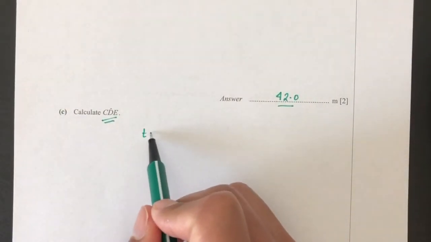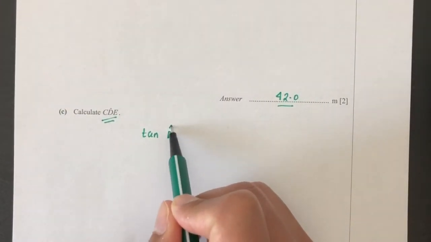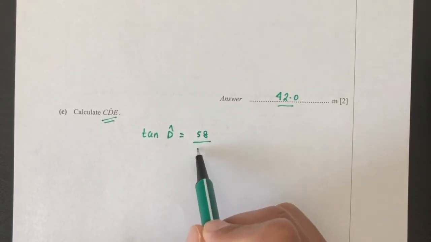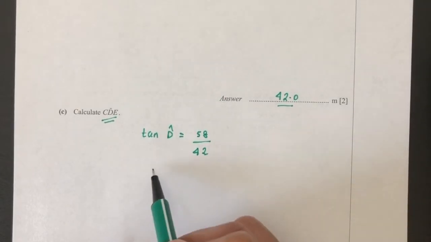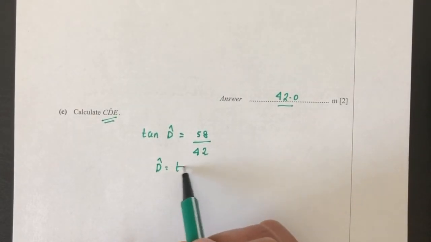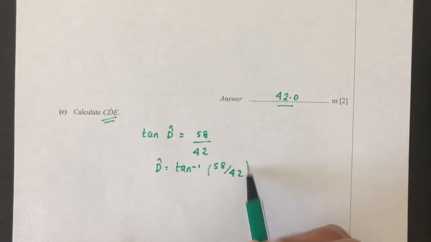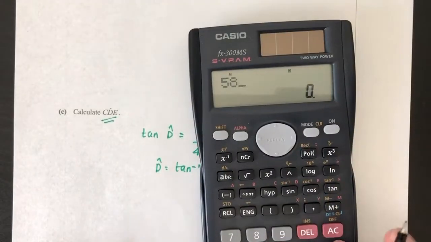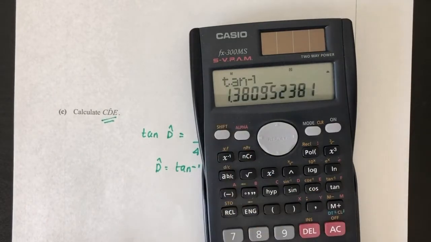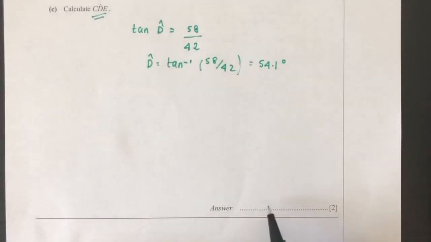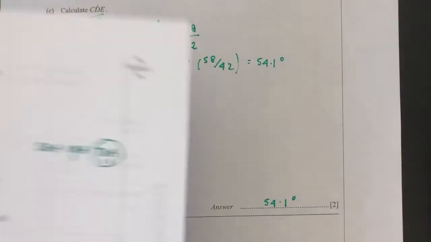So tan of the angle D is equal to the opposite side, which is 58, divided by the adjacent side, 42. Now D will be tan inverse of 58 over 42. So 58 divided by 42, tan inverse of that will be 54.1 degrees. So your answer for part C will be 54.1 degrees. Okay, and that is question number 1.